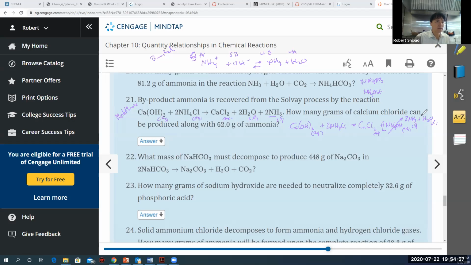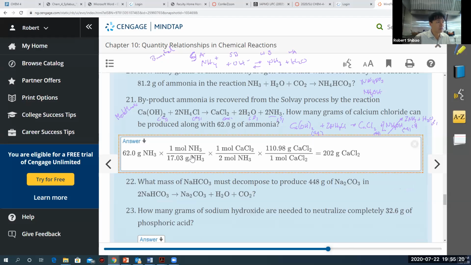How many grams of calcium chloride can be produced along with 62 grams of ammonia? So if we produce 62 grams of product here, ammonia, then we go grams of ammonia to moles of ammonia, moles of ammonia to moles of calcium chloride, which is also a product, and moles to grams. So this is just a standard grams of A to moles, moles of A to moles of B, moles of B to grams of B, where A is ammonia, B is calcium chloride.